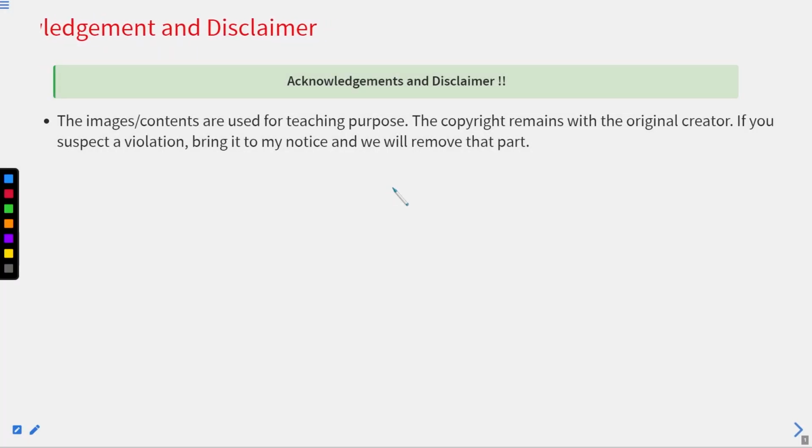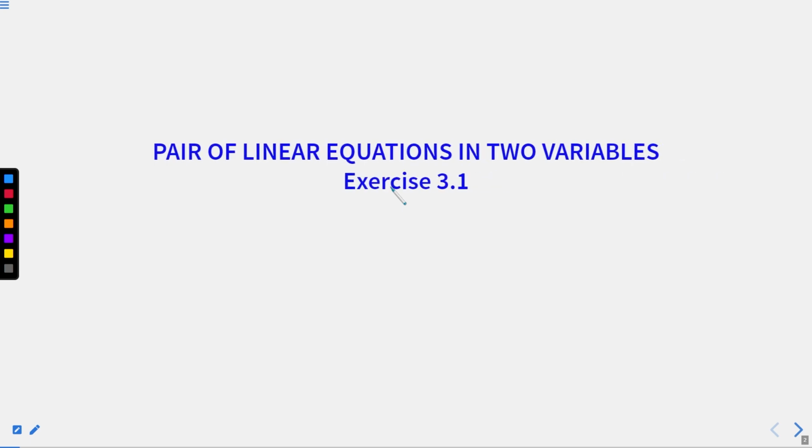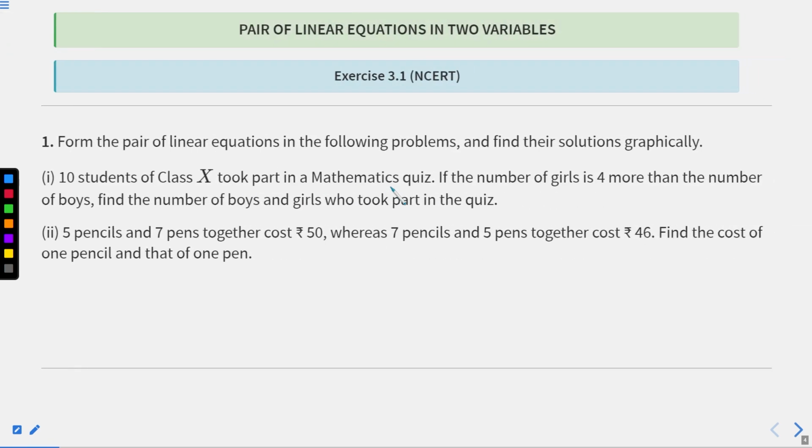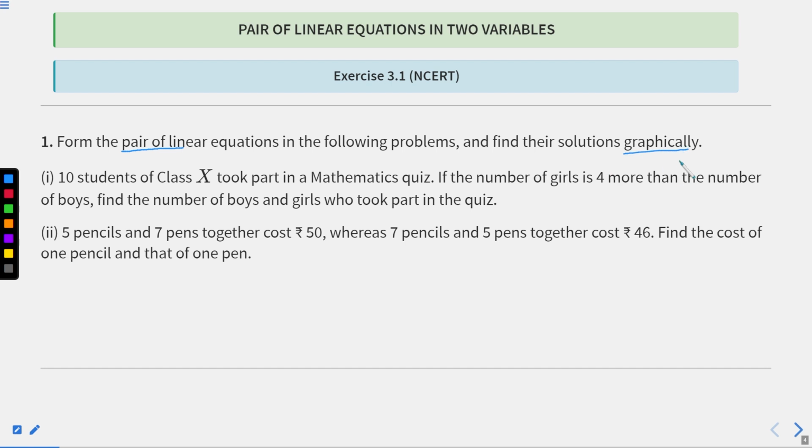Hello students, welcome to this lecture 1, pair of linear equations. In this lecture, we will discuss exercise 3.1. So here, question number 1. Here we have to form the pair of linear equations in the following problems and find their solutions graphically. So here we will use the graphical method of solution of a pair of linear equations.